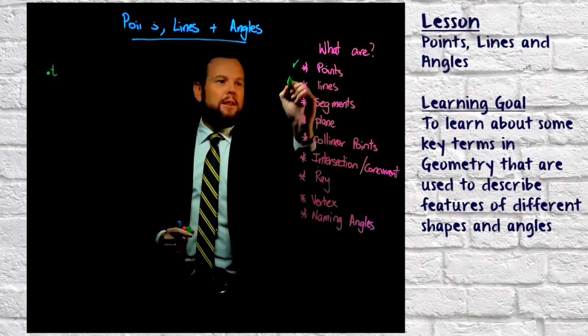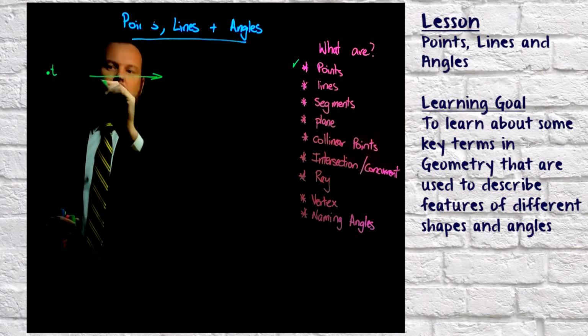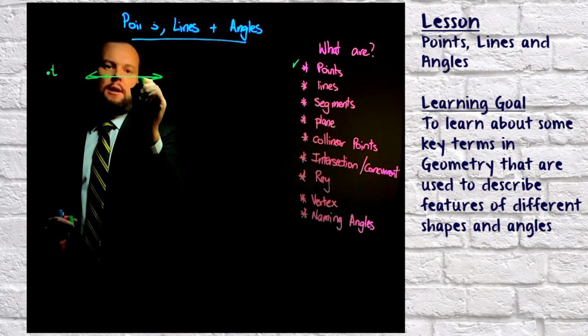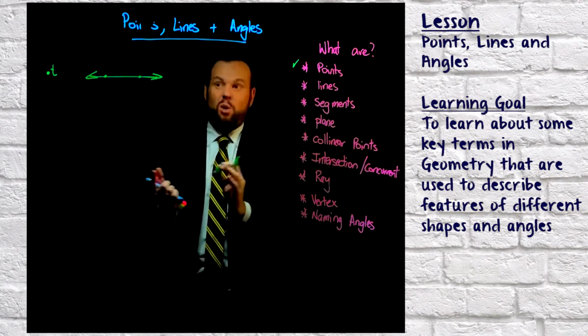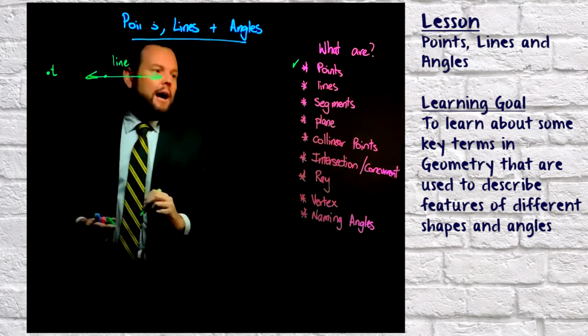The next one here that we need to look at is a line, okay? And a line extends through 2 points indefinitely. So it means it can go on forever, okay? So that's a line.